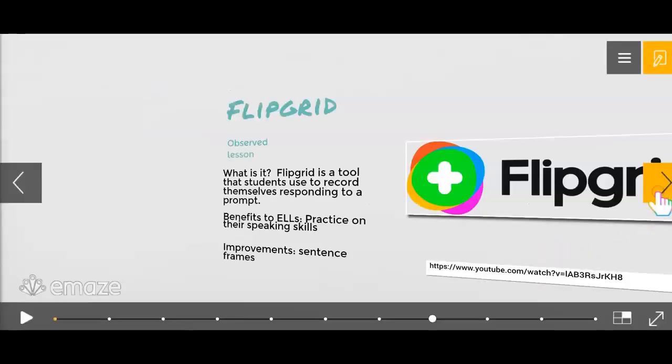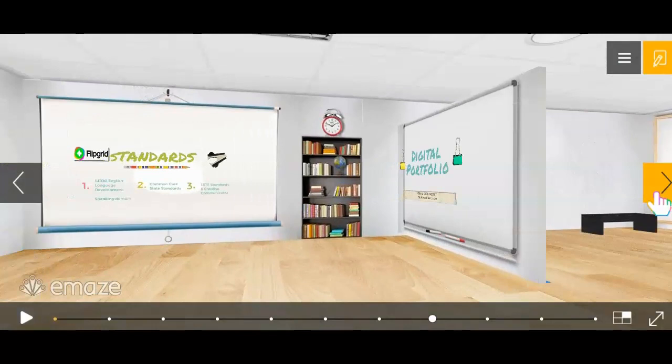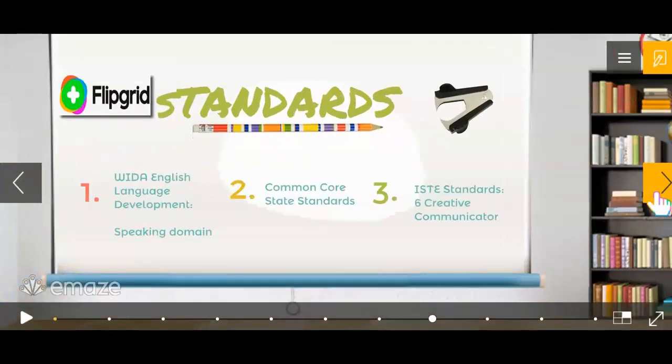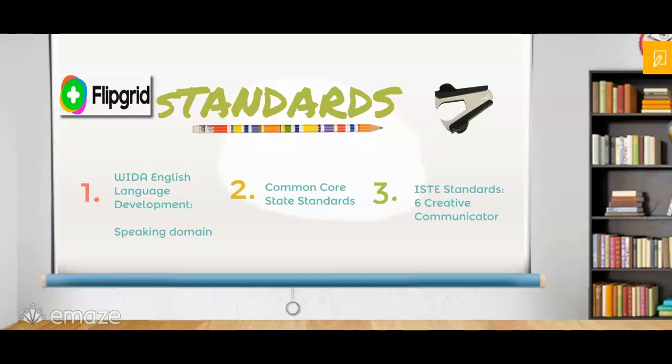All right, and then the standards for Flipgrid. For WIDA, it would be any of the speaking domain. Common Core state standards, there wasn't a specific standard that was used in this lesson, but it can definitely be used in any of the Common Core state standards. The ISTE standard is creative communicator, which students communicate clearly and express themselves creatively for a variety of purposes using the platforms, tools, styles, formats, and digital media appropriate to their goals.